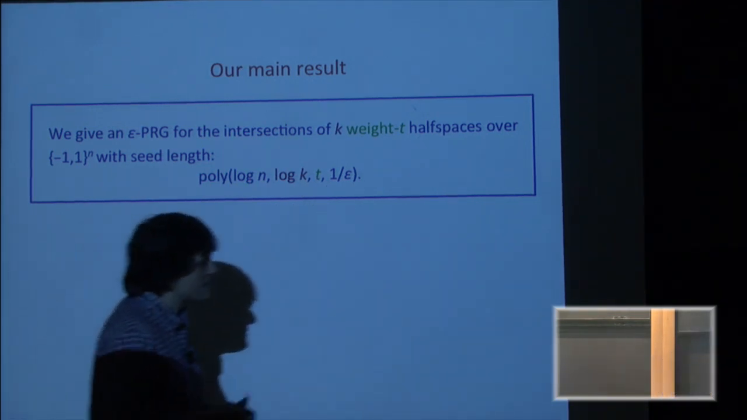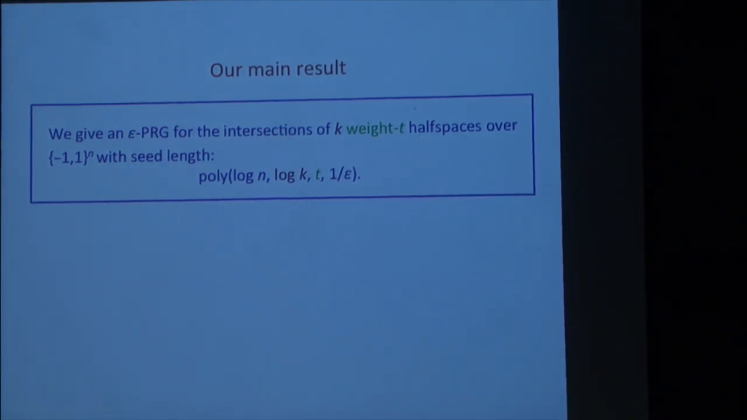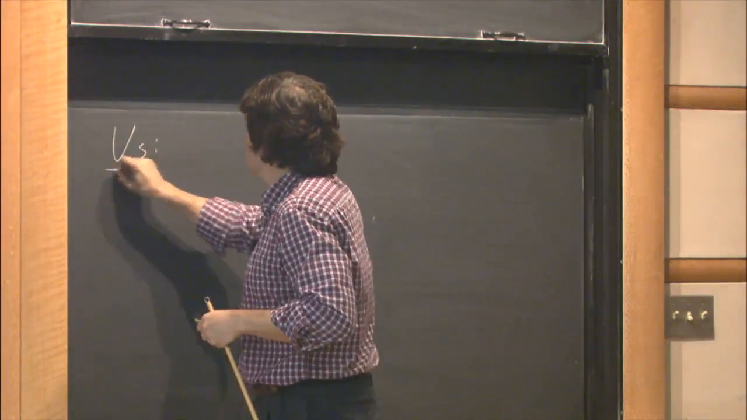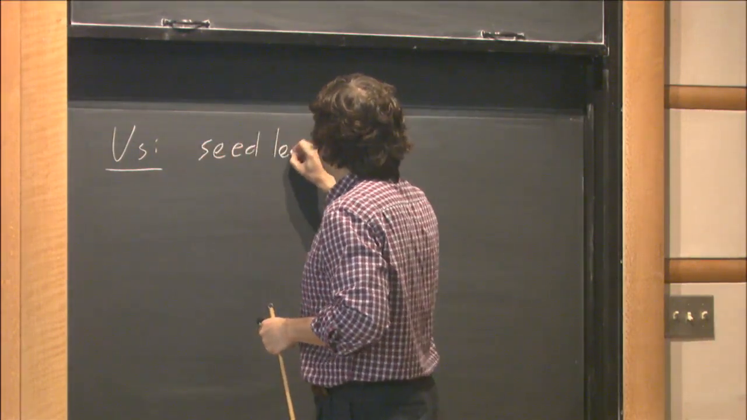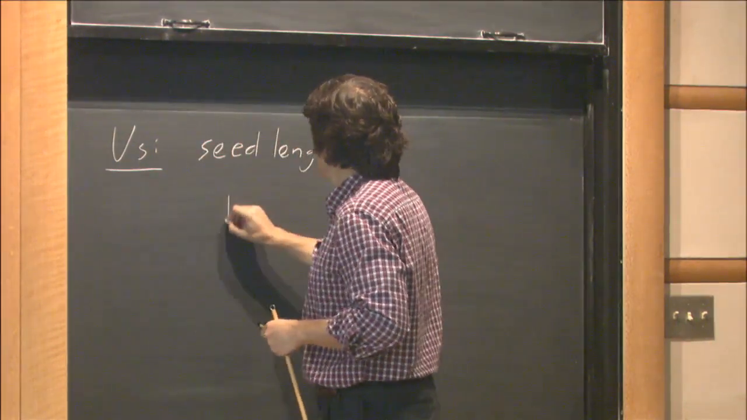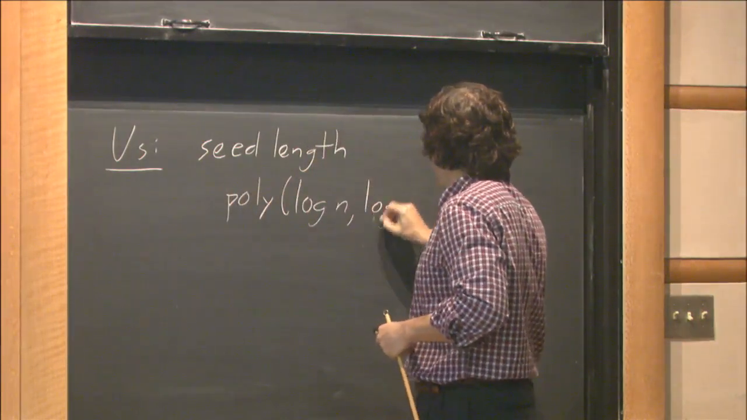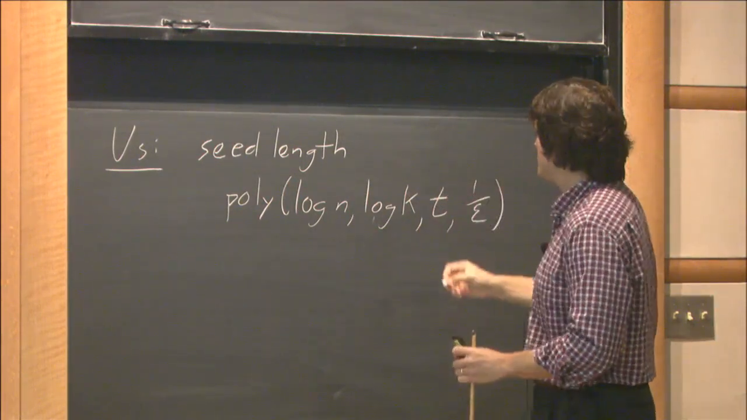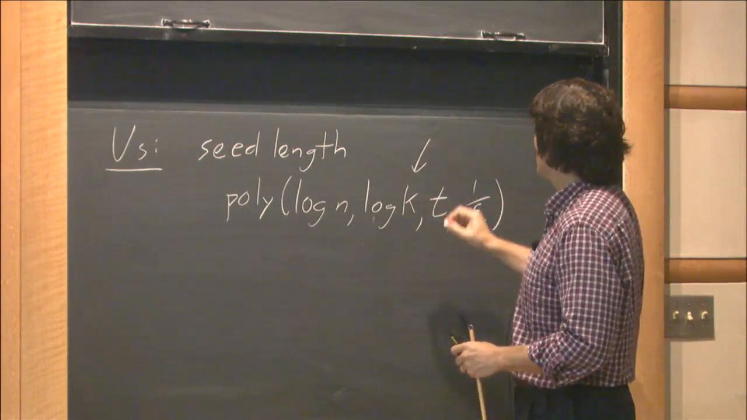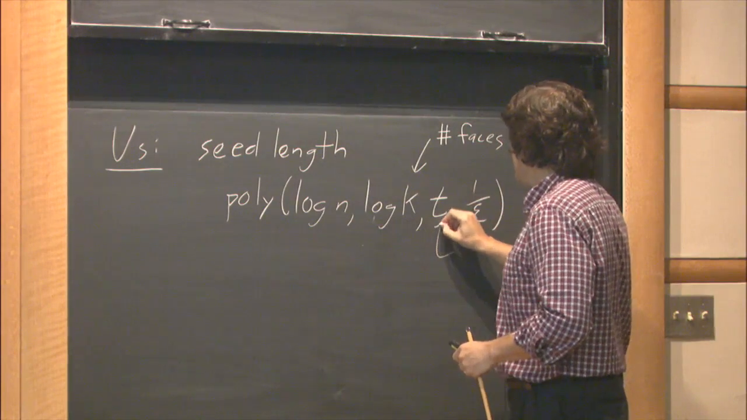So in discussing the relation with previous work, it's going to be kind of important to compare places where we have a certain dependency versus other work. This will be a little important, so I'm just going to write down the result. The seed length is poly in log n, log k, t, and 1 over epsilon. And writing this down also gives you a chance to be grateful that I'm not giving a blackboard talk because my handwriting is so bad. k is the number of faces, and t is the weight.